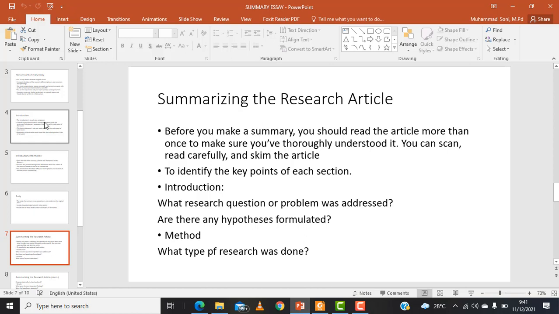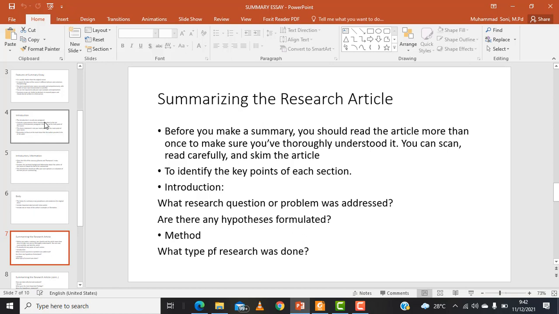Here are several points that will be helpful for you when summarizing the research article. You also need to understand the elements or components of a research article. There are two kinds of elements in a research article. The first one is the title. The title gives the reader an idea of what the research is about.